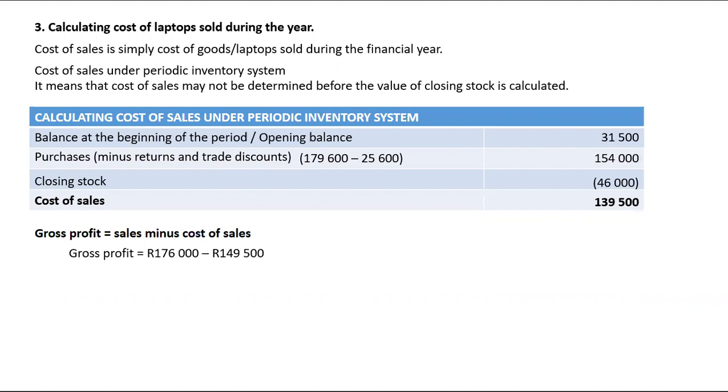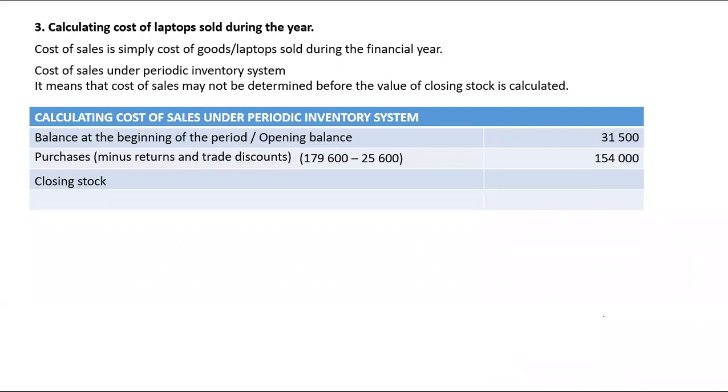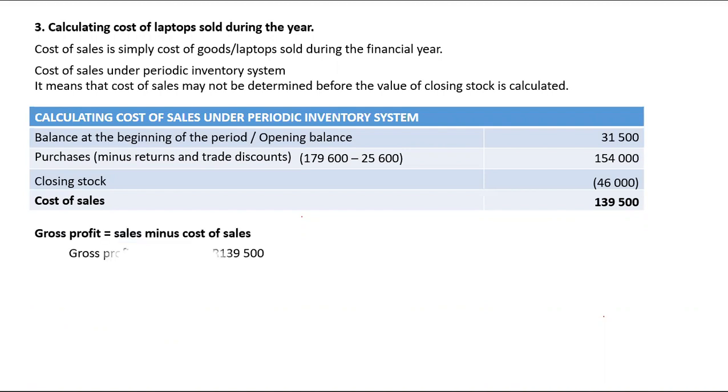Please note that gross profit is simply sales minus cost of sales. So you will simply take 176,000, which was given to you as sales, minus cost of sales of 139,500, to get your gross profit. The gross profit will end up being 36,500.